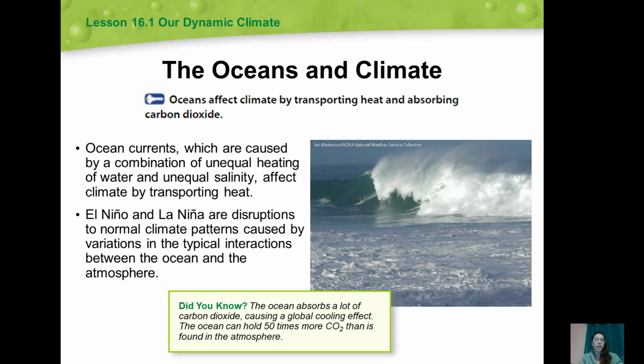Hello everyone, we are continuing on with our lesson 16.1, our dynamic climate. And today we're going to start off with the oceans and the climate. Like winds, ocean currents transport heat over long distances. In addition, ocean water absorbs carbon dioxide, and this has a cooling effect.